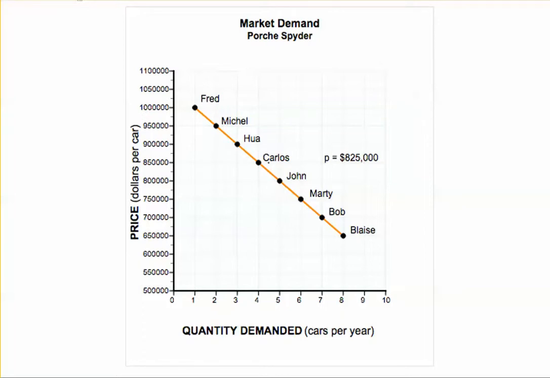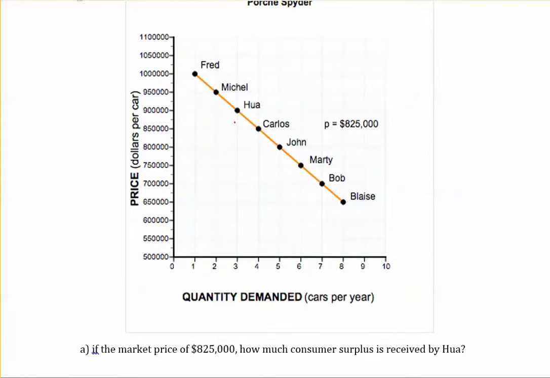How about Carlos? Corresponding to Carlos, we can find the price is $850,000. So that means Carlos wants to pay $850,000 to buy the Porsche. And after we know the maximum amount of money they want to pay, and given the market price, we can find the difference between the consumer's willingness to pay and the market price, which is called the consumer surplus. Now since we can read the graph clearly, we can move on to answer the following question.